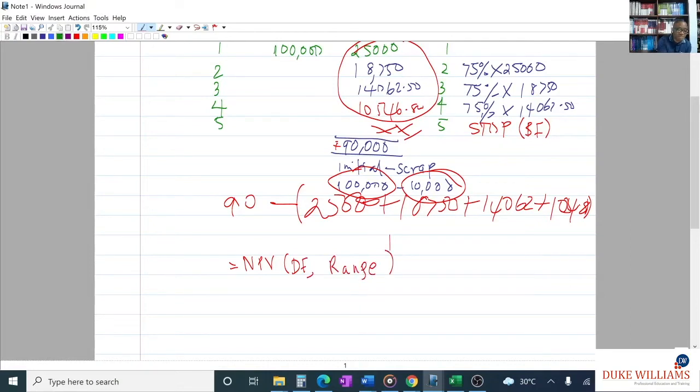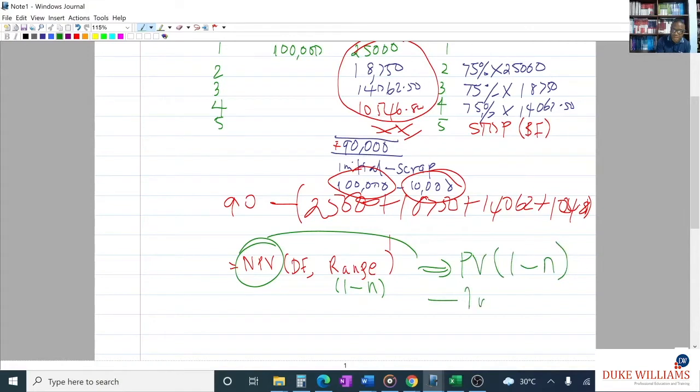And what is this range? That range is always from year 1 to n. So literally, when you use the NPV function, you are effectively looking at present values from year 1 to n. And of course, you will need to knock out the initial capital for you to get the NPV. So let's look at that.